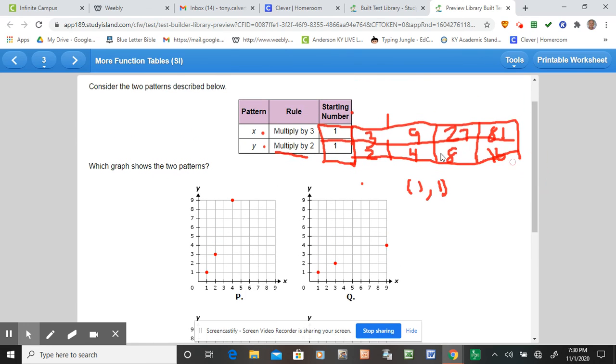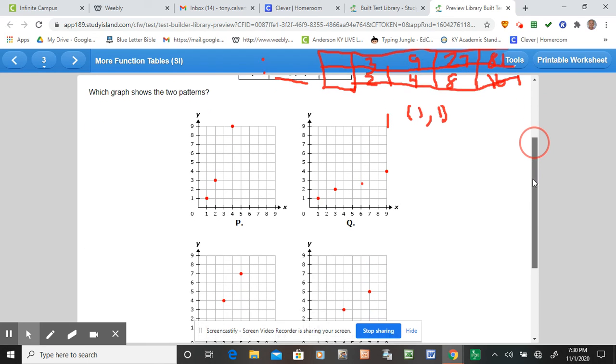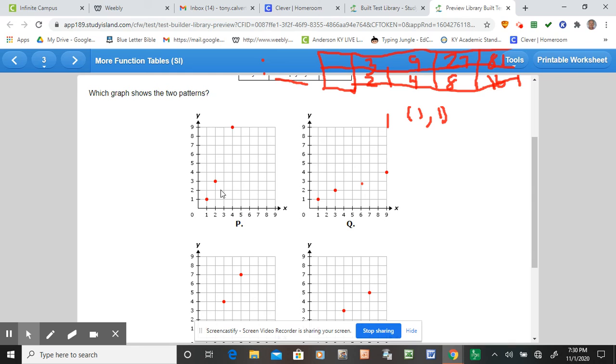Okay. Now, the next point is 3 what? 3, 2. So let's look at 3, 2. Where would 3, 2 be? 3 over and 2 up. We don't see a point there. So that cannot be correct. 3 over and 2 up, that's good.